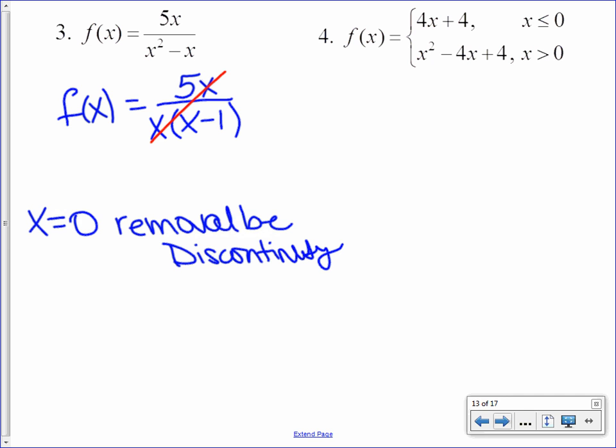Also, at x equals 1, we have an asymptote. So that is what kind of discontinuity? So that's a non-removable discontinuity.